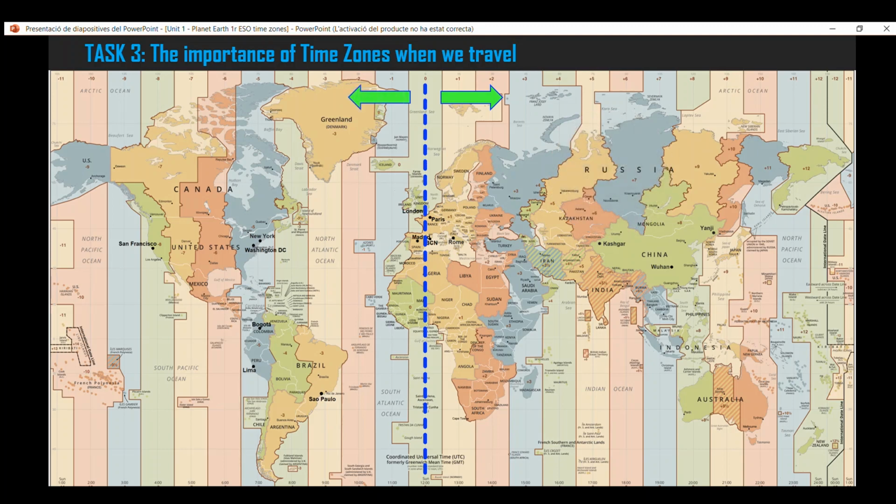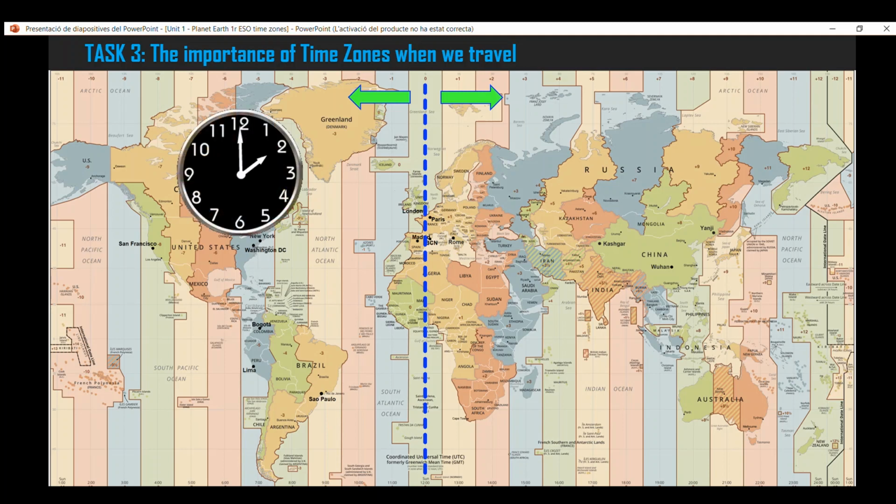On the contrary, if we go west, we move the clock back by 1 hour as we go through each time zone. For example, if Madrid is 12 o'clock, Sao Paulo in Brazil is 8 a.m. because it is 4 time zones backwards.